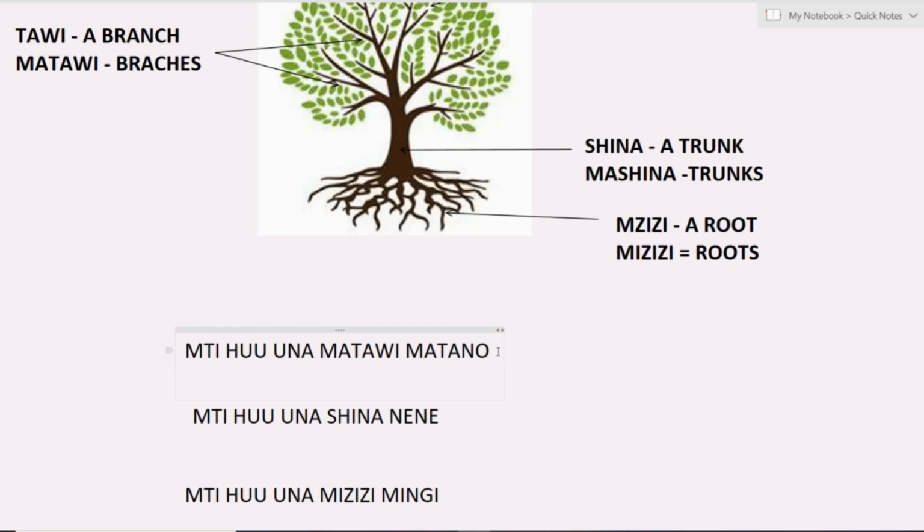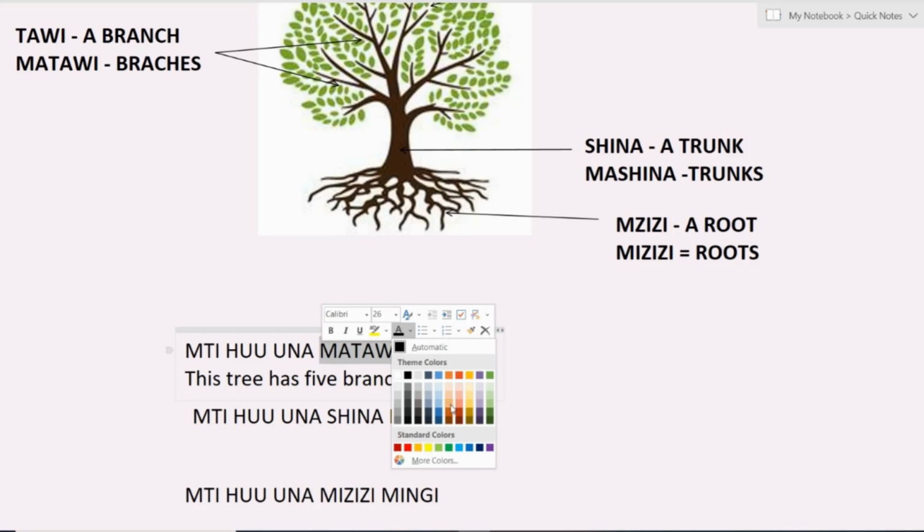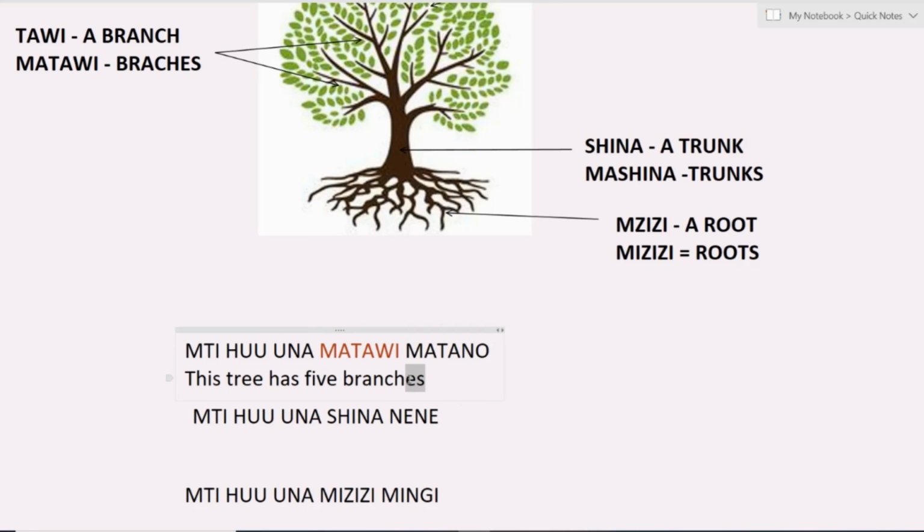Mifano, mti huu una matawi matano. It means this tree has 5 branches. Mti huu una matawi matano. It means this tree has 5 branches. Matawi means branches.